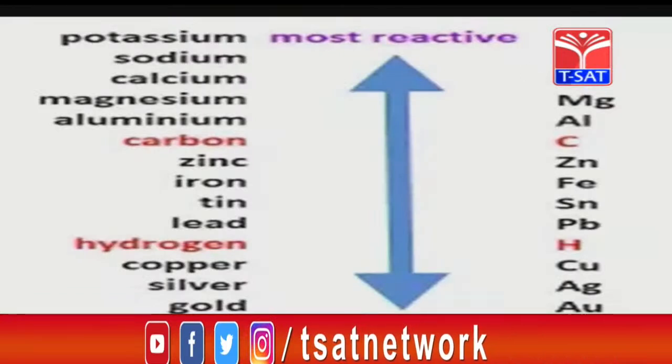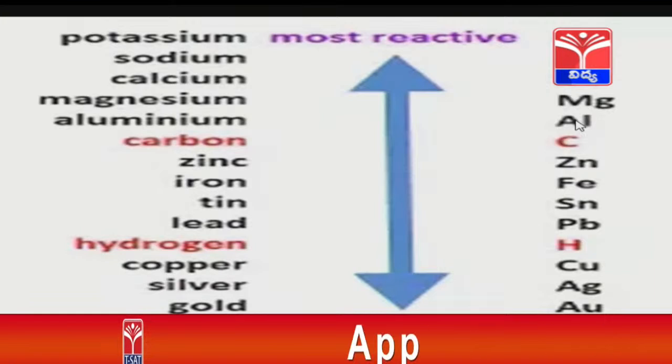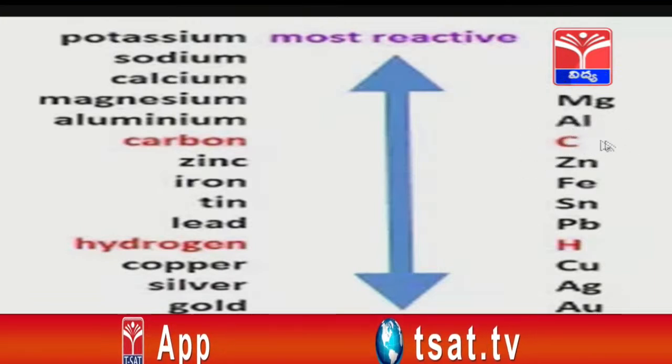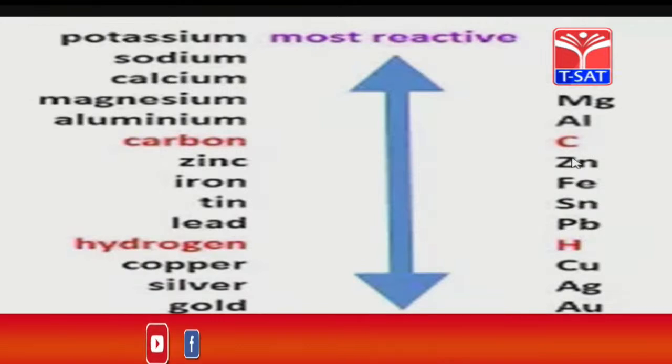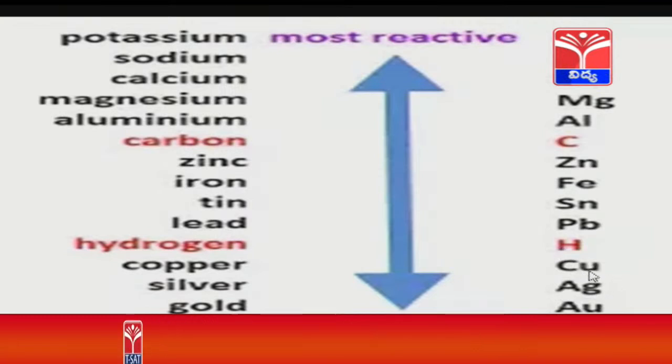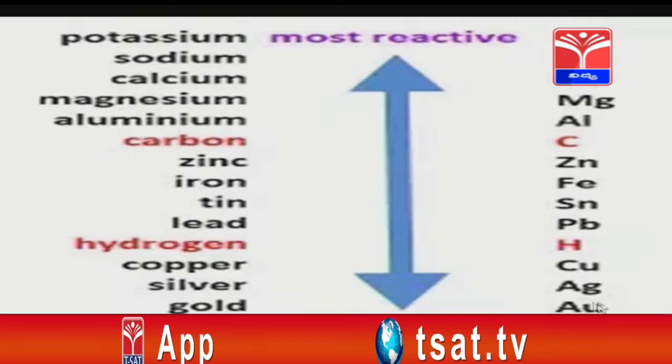Children, the next reactive metal is calcium, next is magnesium, then aluminium. Then carbon is a non-metal. Now, coming to the next reactive metals, that is zinc, then iron, tin, lead. And now, here we have hydrogen. This is nascent hydrogen. Then the next reactive metals are copper, silver, gold, and the least reactive metal is platinum. You have to remember this reactivity order, children.